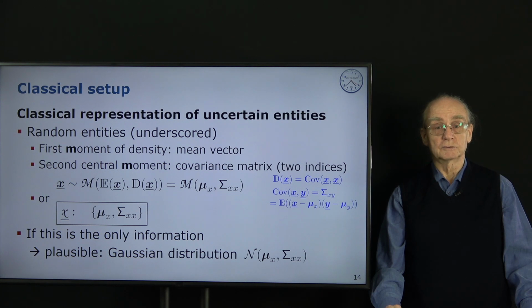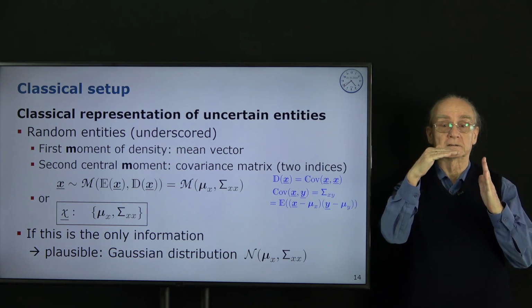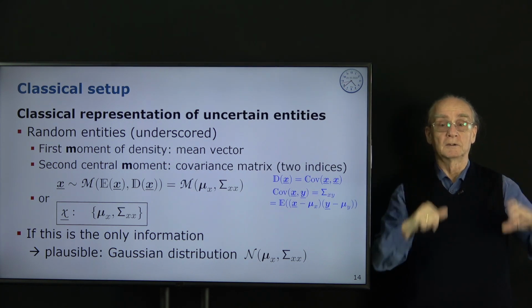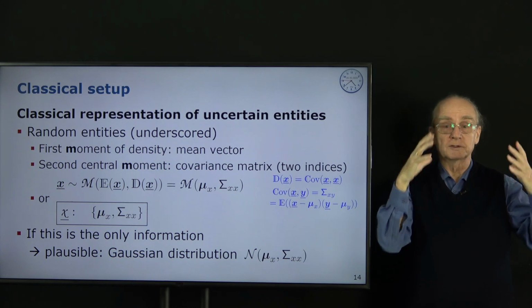Now, why are there 2 indices? The reason is very simple. If you have the dispersion, that means if you have only one vector, it's actually the covariance matrix of x with itself. Wait a moment. The covariance matrix can also be determined for 2 different vectors. So how are they related? So you have a 2 vector and a 4 vector, then you get a 2 by 4 covariance matrix.